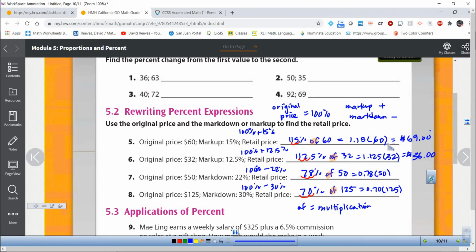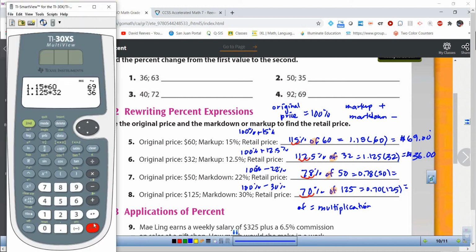By the way, do these answers make sense? We had a markup of 15%, so it went up to 69. This one, we had a markup of 12.5%. It went up to 36. We better get a number that's bigger, right? These ones are marked down, so we better get a number that's smaller when we multiply.